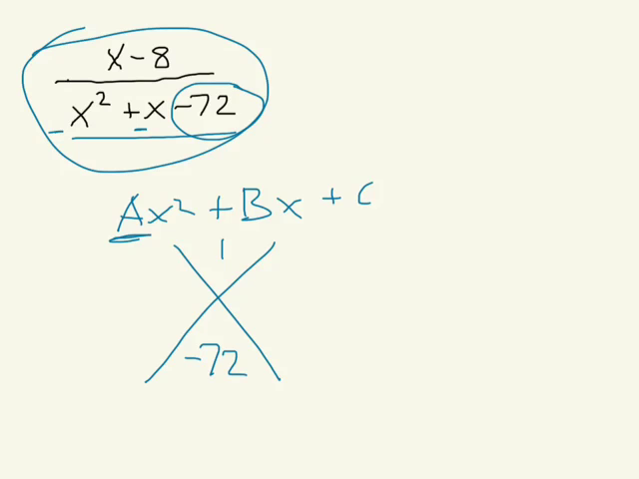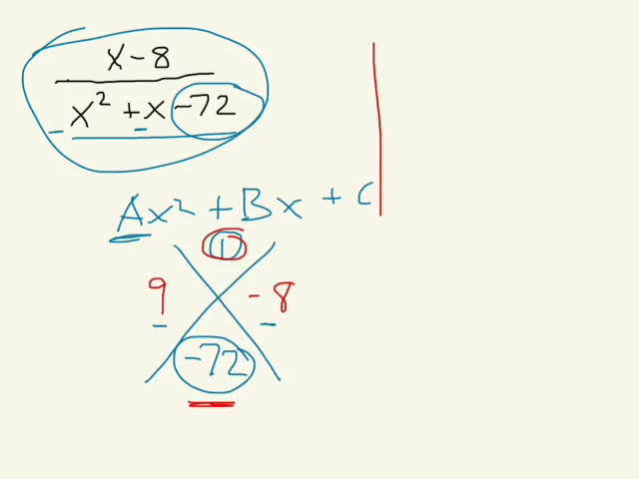Okay, so now I need to fill in these spots with two numbers that multiply to equal negative 72, but add to give me 1. So you can list factors if you want, or you can start dividing negative 72 by a bunch of numbers, but eventually you'll find out that we can fill in the numbers positive 9 and negative 8. Let's see if that works. 9 times negative 8 is going to give you negative 72. 9 plus negative 8 is going to give you positive 1. So that satisfies our quadratic trinomial, which means we can factor that denominator.